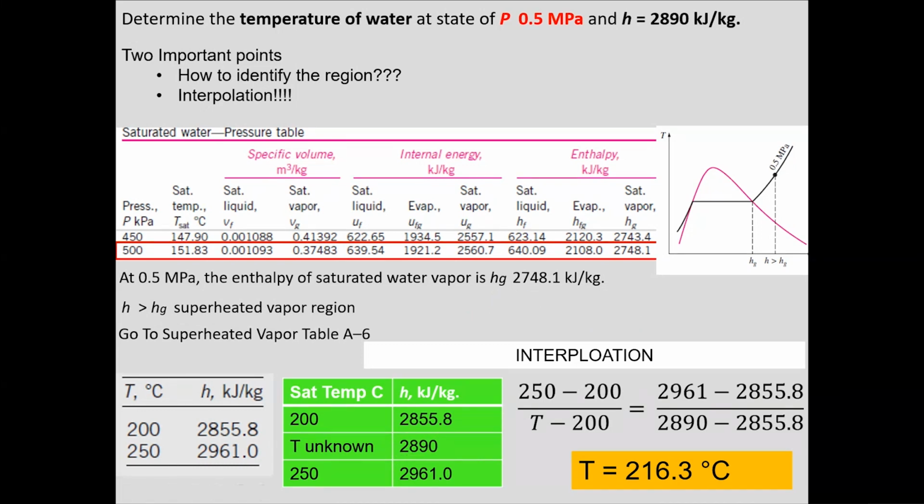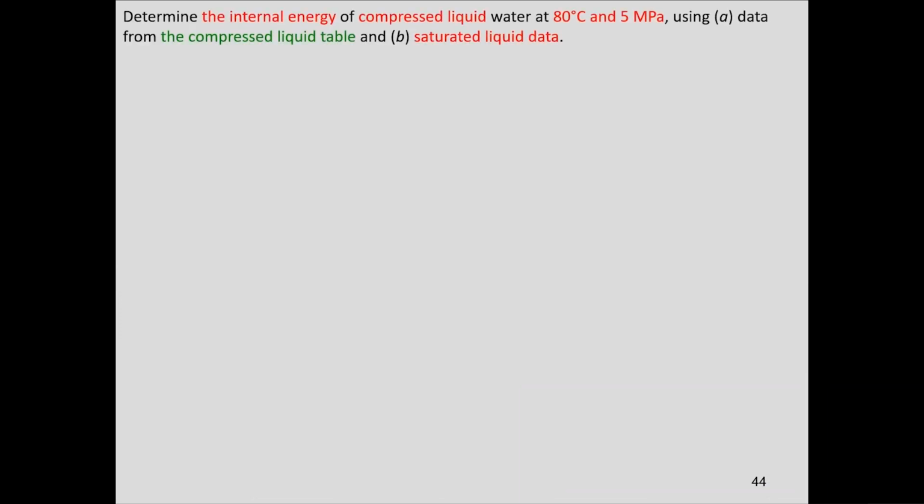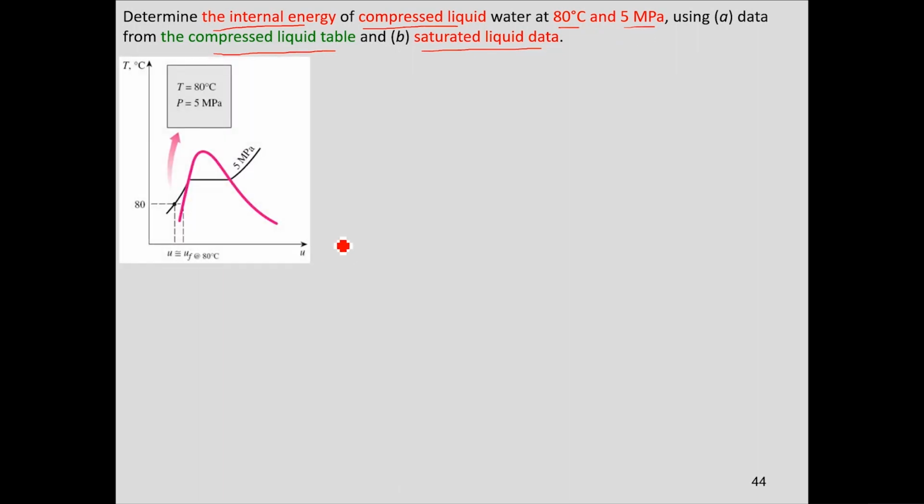Moving on, we have another example. Again, in this case, we have been given the region. We have been asked to find the internal energy of compressed liquid. So we know the region at 80 degrees centigrade and 5 megapascal, number one, using the compressed liquid table, and number two, the saturated liquid data. Part B is the approximation that we learned. So the conditions given to me are 80 degrees, 5 megapascal.